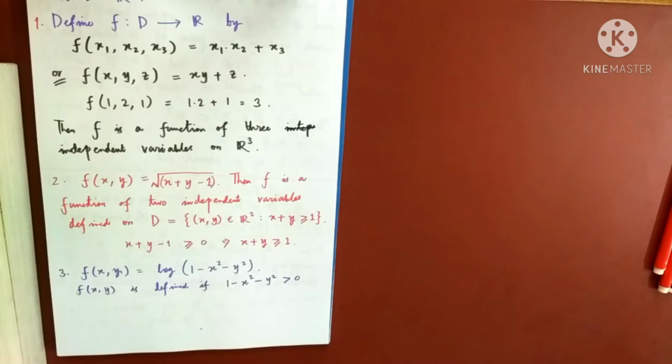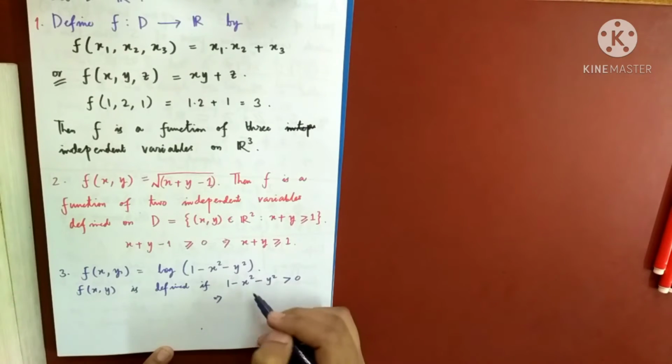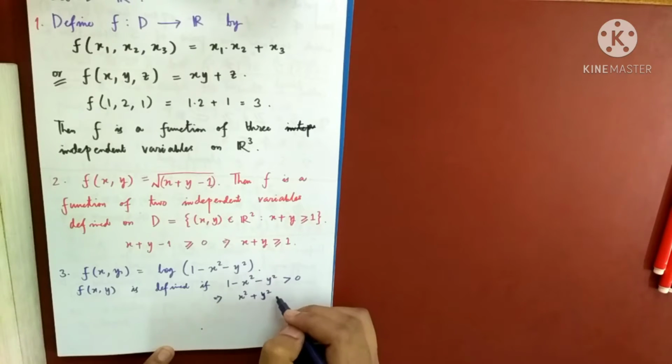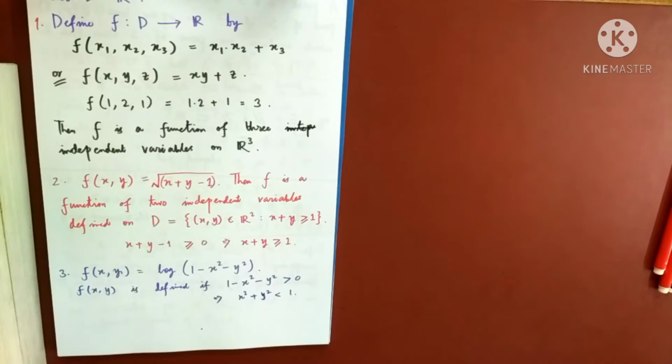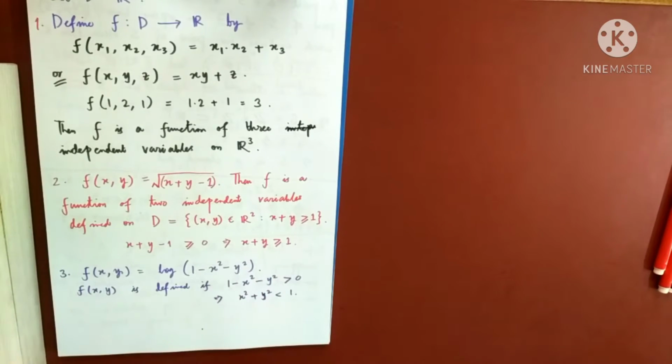You know the log function is defined only for positive quantities. It is not even defined at 0; log 0 is minus infinity. So f(x, y) is defined if this is greater than 0. To simplify the calculation, this implies x square plus y square is less than 1, because if I send x square and y square to the other side, I get this.